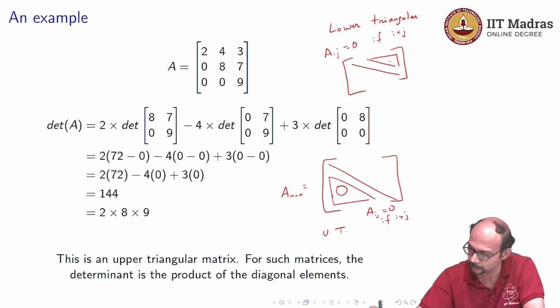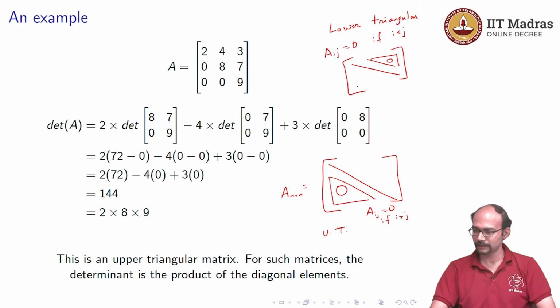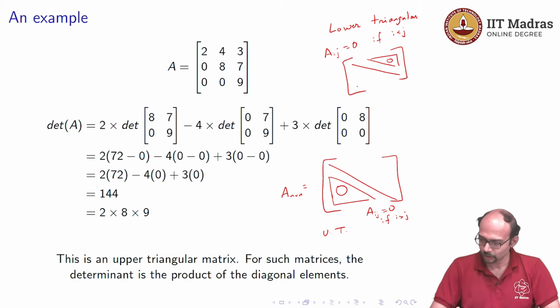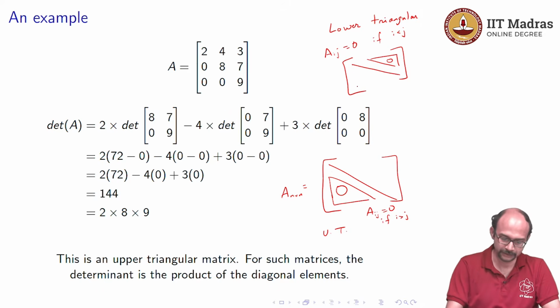So, this part must be 0, okay, and these elements can be any numbers. Okay. So, for such matrices the determinant is the product of the diagonal elements. Of course, we know this only for 3 by 3, and I will suggest that you check this for 3 by 3 and 2 by 2 matrices.